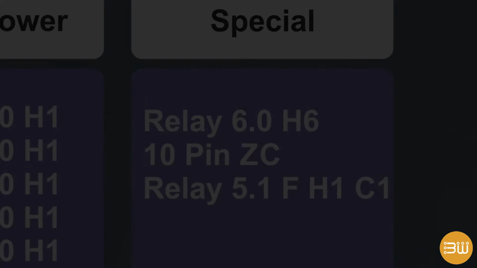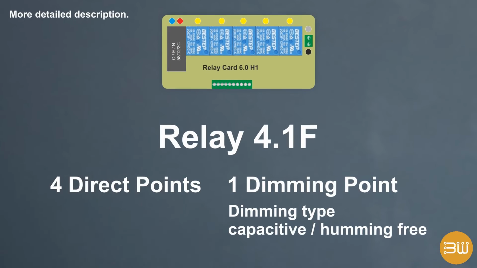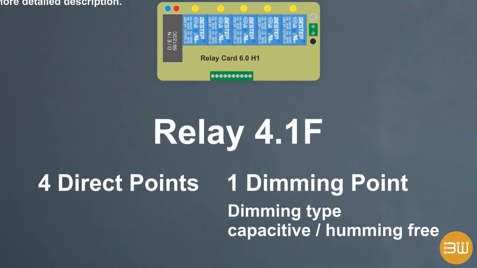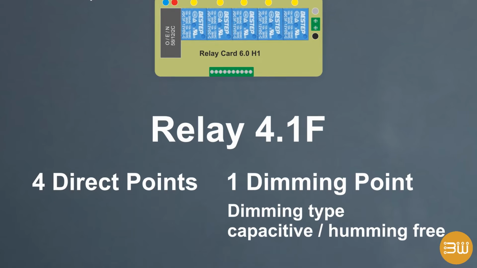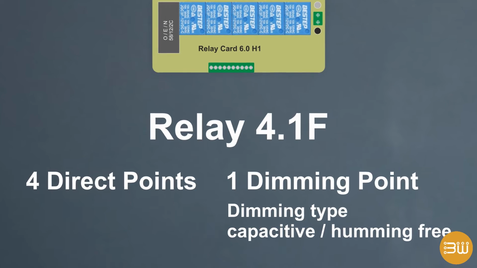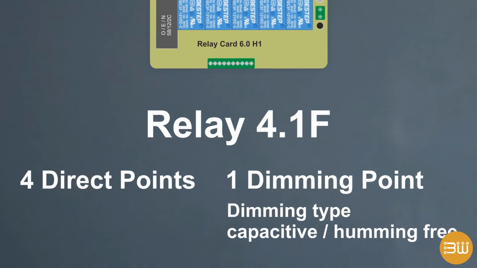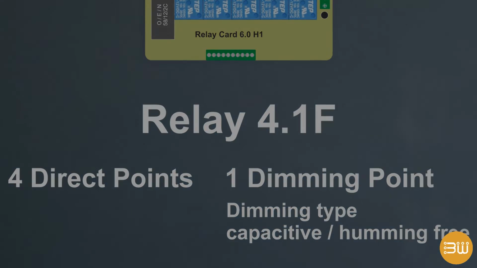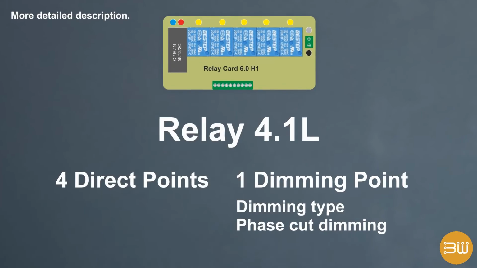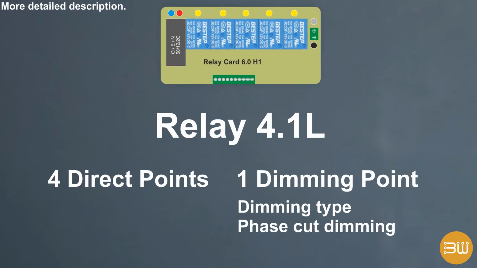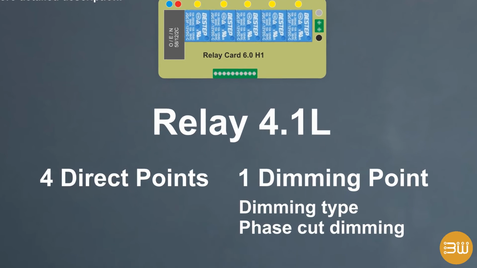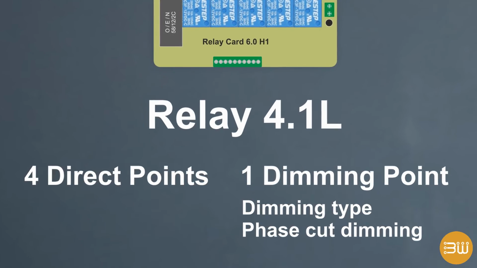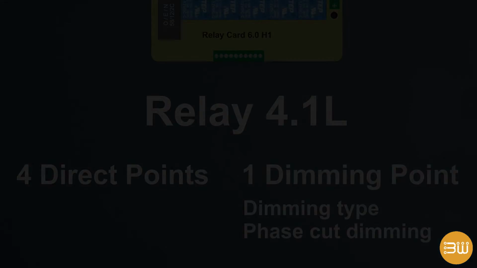5.1FH1C1. Relay 4.1F means 4 direct points and 1 dimming point. Dimming type, capacitive or humming free, used for AC fan regulation purpose. And 4.1L means 4 direct points, 1 dimming point, dimming type triac based phase cut dimming.